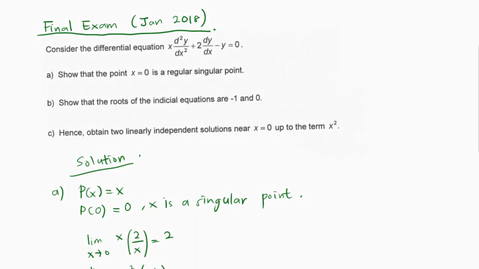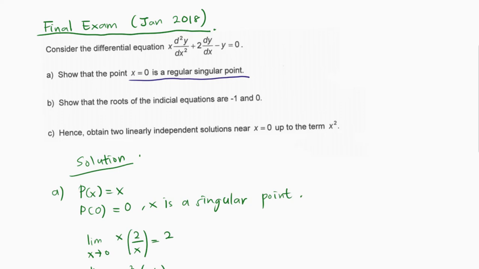In this video, we will look at one of the examples from the final examination paper, January 2018. So, we need to consider the differential equation x y double prime plus 2y prime minus y equal to 0. And first, show that the point x equal to 0 is a regular singular point. Which means here we need to show that x equal to 0 is a regular singular point.